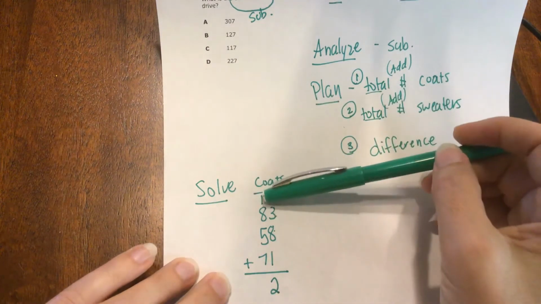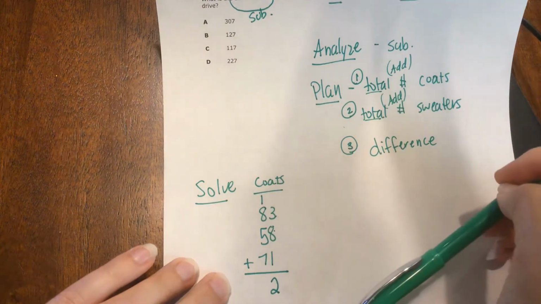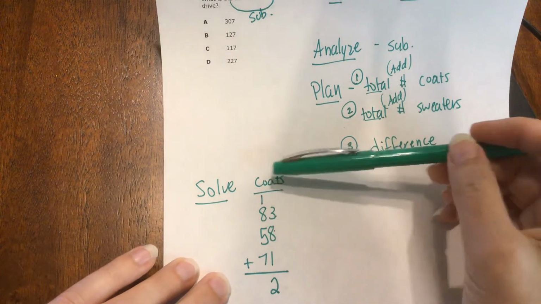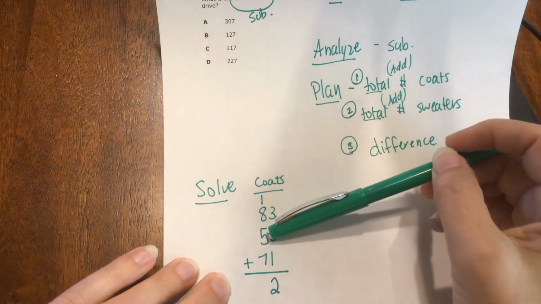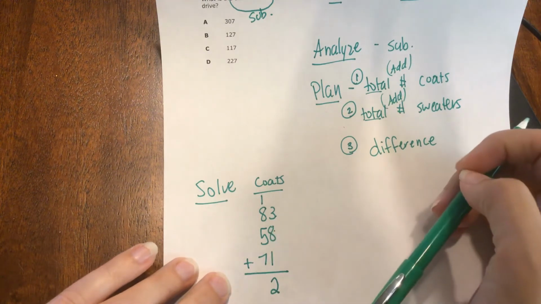And now let's add these numbers in the tens place. So we're going to add 1 plus 8, and we get 9. 9 plus 5, that's right, 14. And then 14 plus 7.